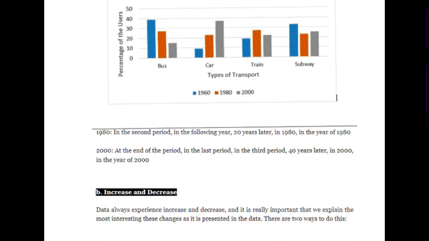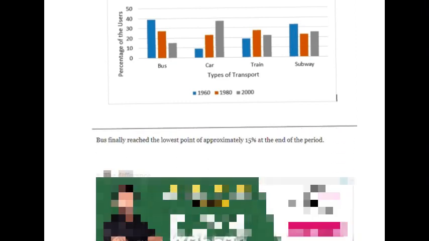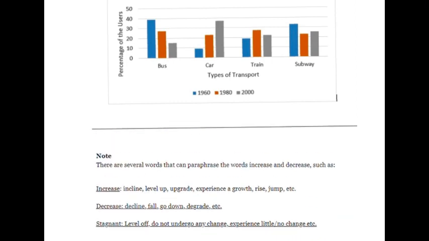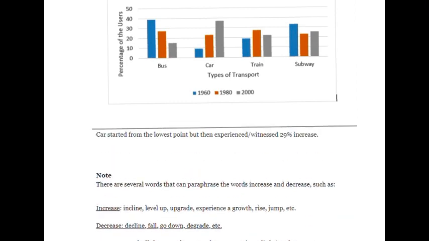Let's talk about increase and decrease. Data always experience increase or else decrease, and it is really important that we explain the most interesting of these changes as it is presented in the data. There are two ways to do this. One is the point achieved by the data. For example, we could have written here: bus finally reached the lowest point of approximately 15% at the end of the period, right?